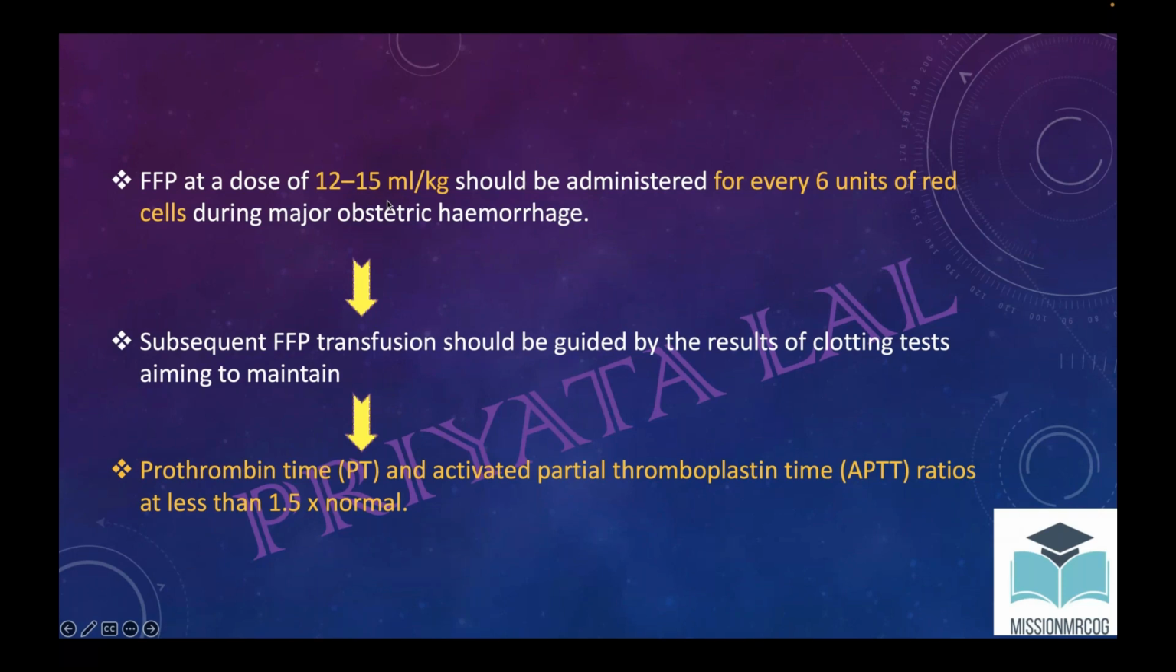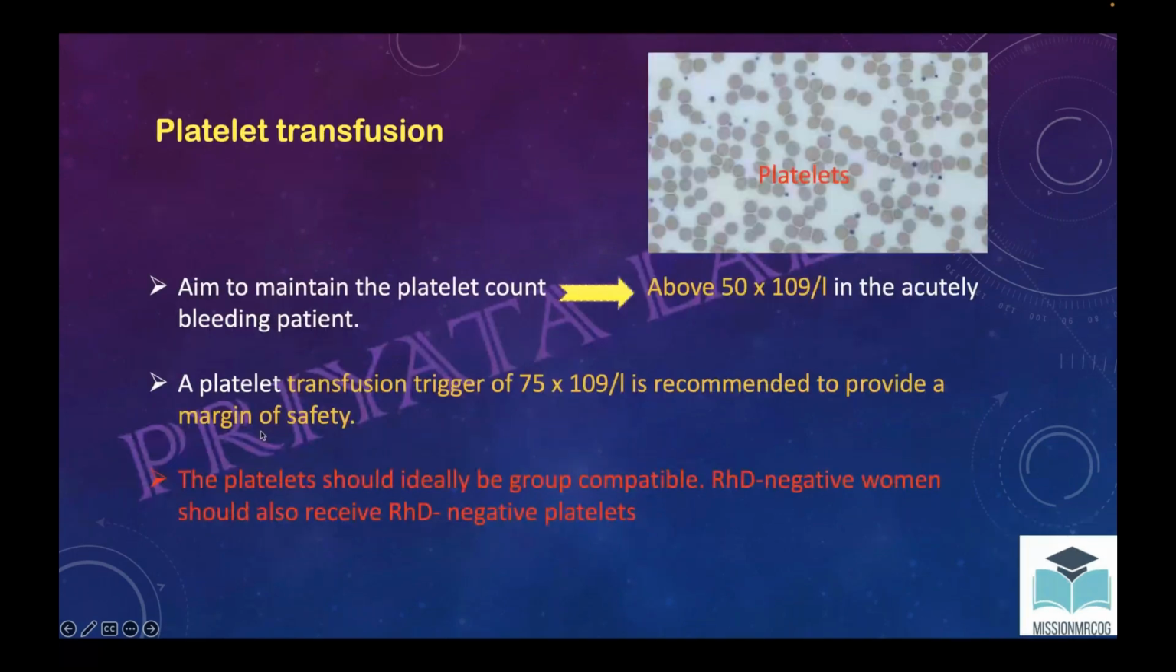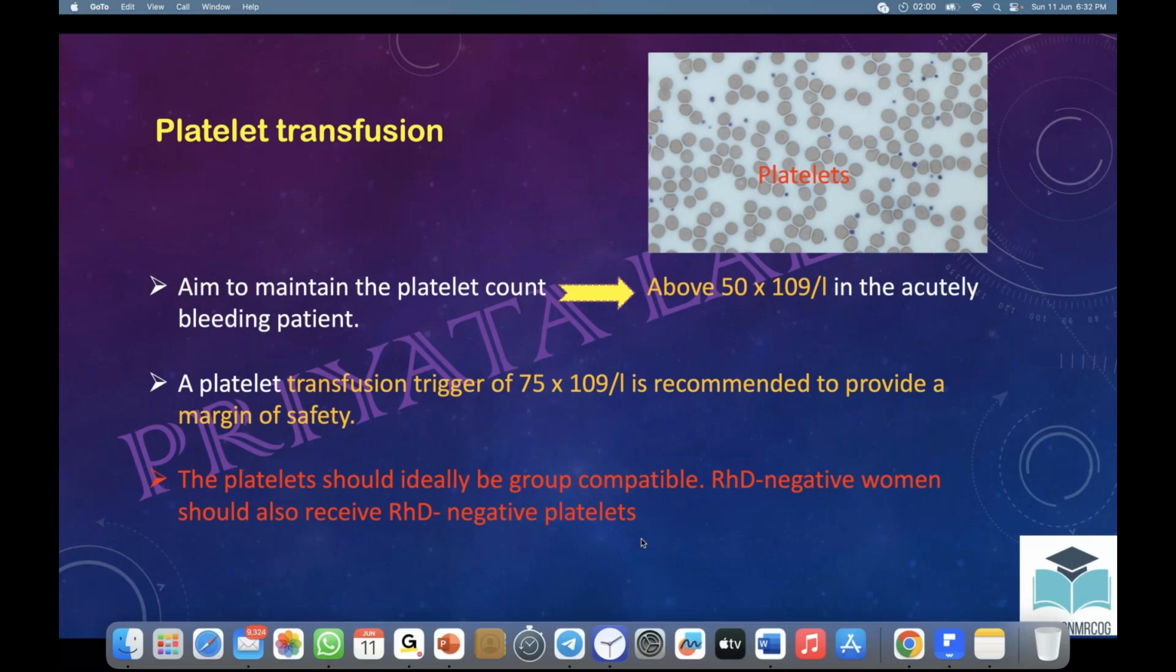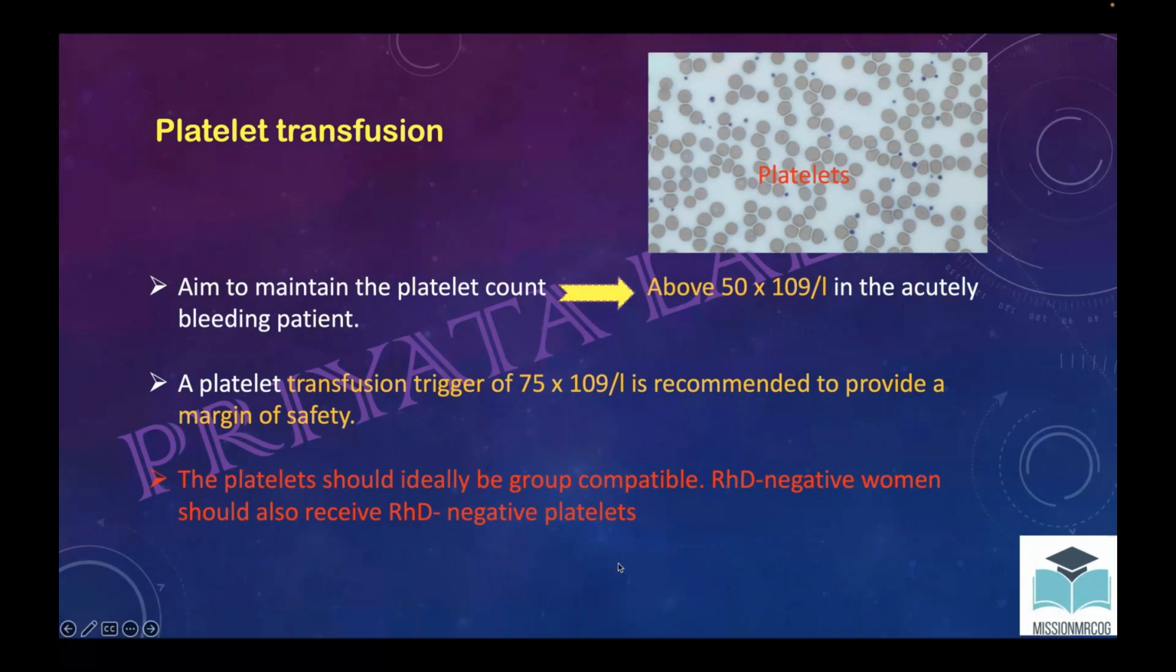Now platelet transfusion, what is the trick? The aim is to maintain the platelet count above 50 in an acutely bleeding patient, and the trigger for transfusion is 75, so that we can provide that margin of safety. RhD negative women should receive RhD negative platelets, because we have already read that if an Rh negative person is getting Rh positive platelets, then anti-D injection has to be given.